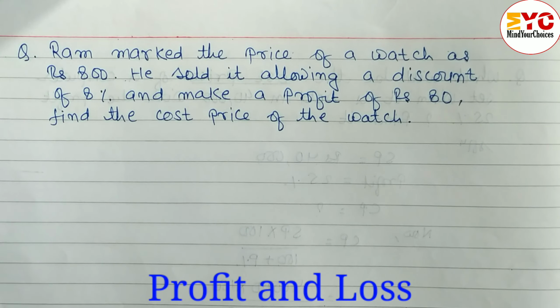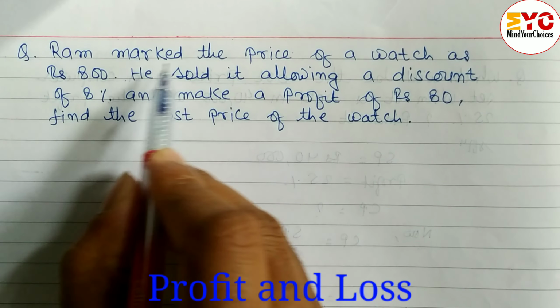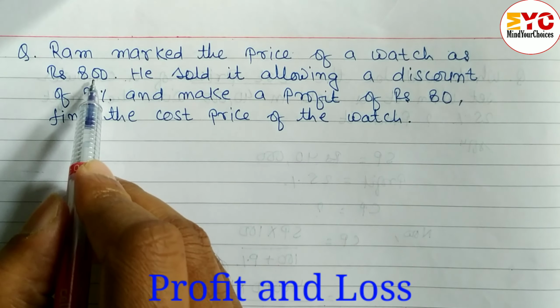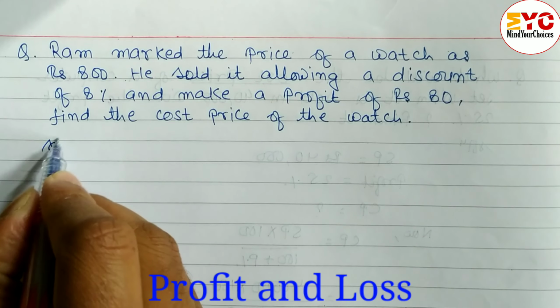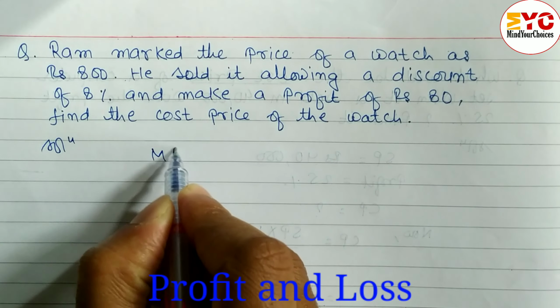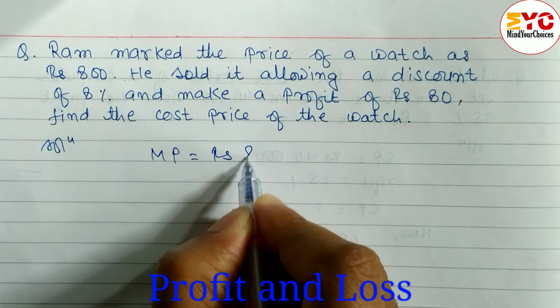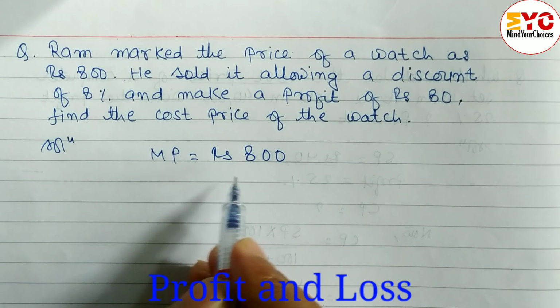This question is taken from BLE class 8. Ram marks the price of a watch as rupees 800. Marks the price means MP. Solution, we have to write here MP, mark price, label price, advertisement price, these all are the same. So MP is equal to 800.